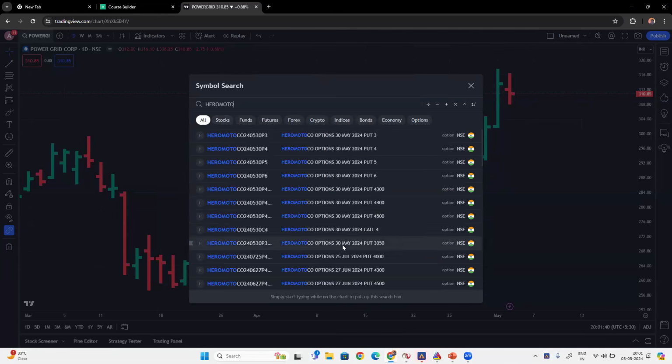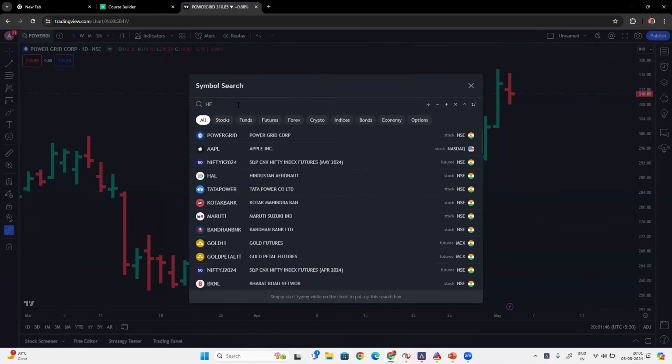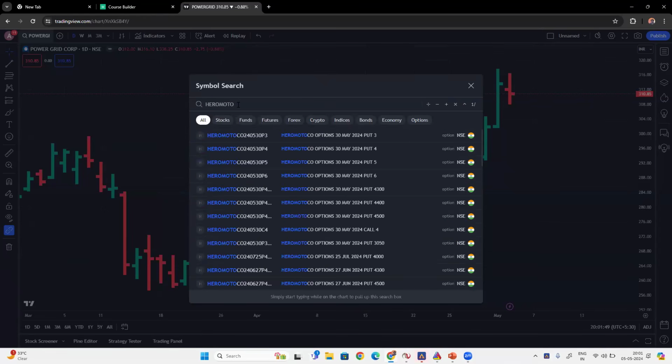Oh, they started showing call options and put options also. That's a very interesting thing. So a lot more things are going to happen with TradingView then. They are aggressive players, sir.